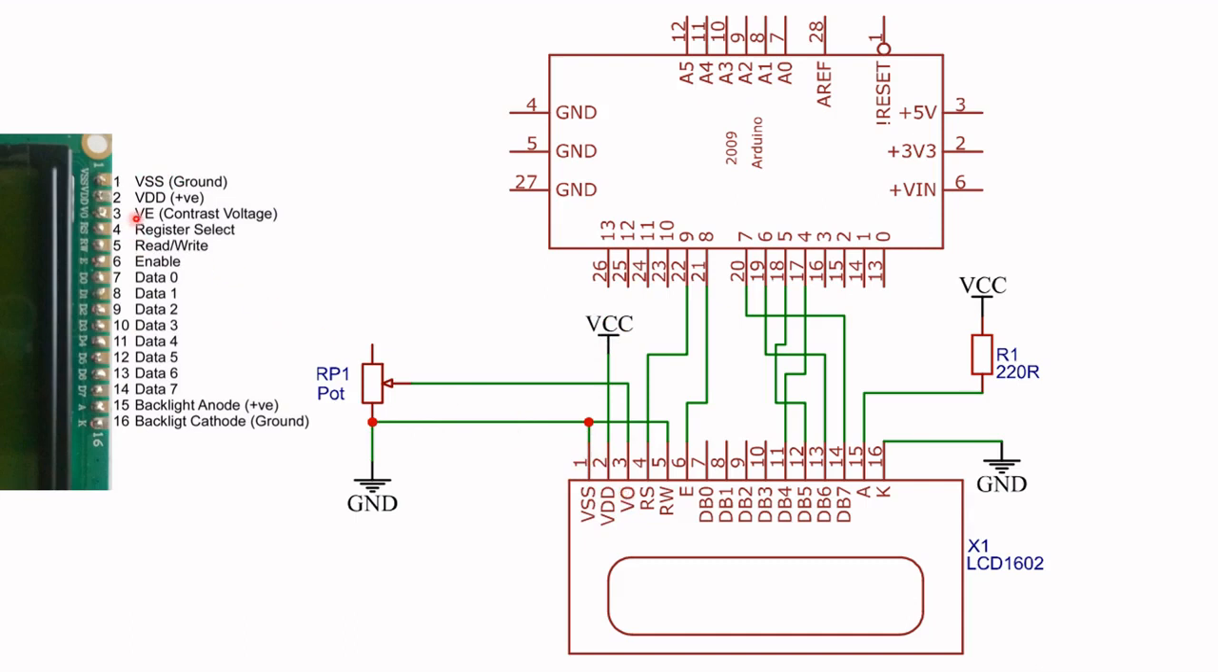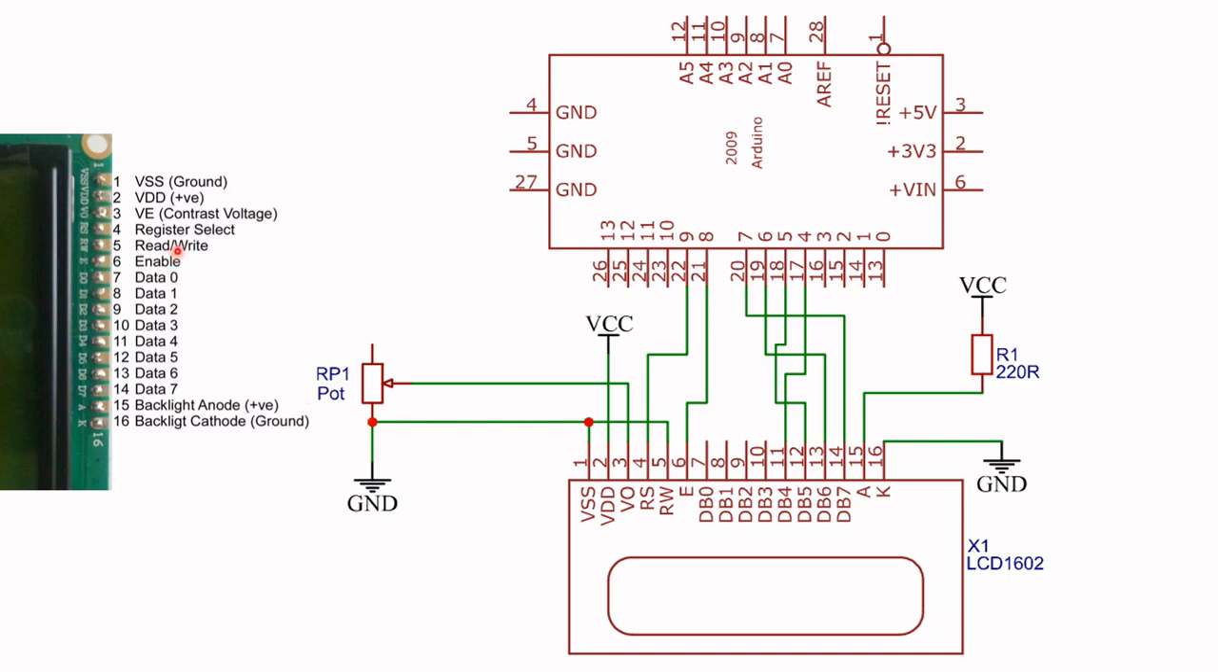VO, which is actually VE here on the pinout. I remember a few moments ago I said some manufacturers prefer to use VO. Whether you use VE or VO, that is the contrast voltage. And then the register select, or RS, on the module is connected to pin 9 of the Arduino Uno. And then the R/W, or read-write signal, is connected to ground.